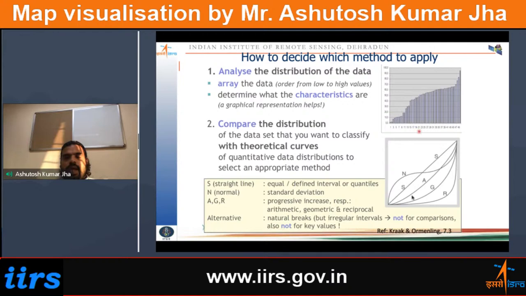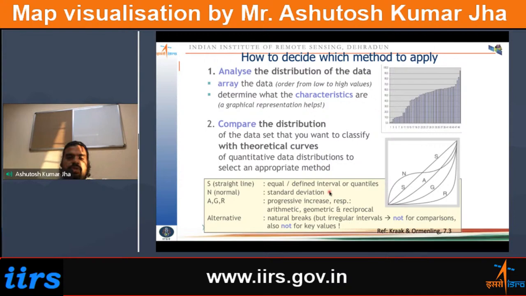And then we should compare the theoretical aspect of the cases. If this histogram distribution is represented in a linear fashion, like in this case, a linear increasing fashion, so if the histogram is approximately near to a straight line, then the straight line or equal interval classification technique is good. So that can be used for the classification. This is basically on the basis of your data representations.